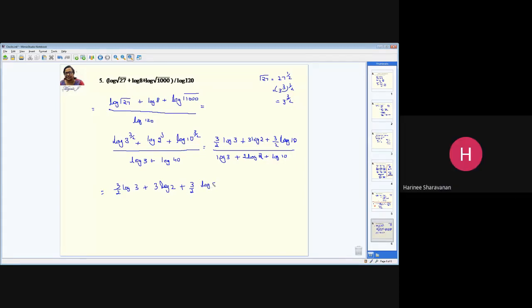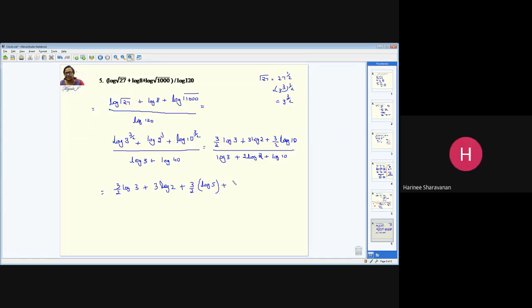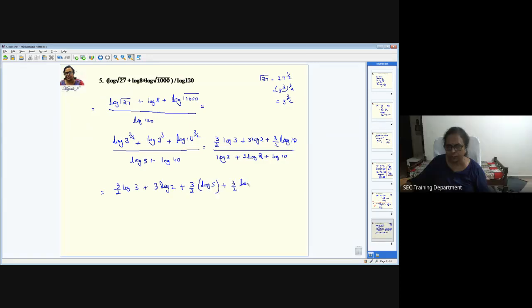Log 2 into log 5. Good. Log 2, log... and then the 3 by 2 is common. Log 5, log 2, I'll write it. Okay, fine. Whole divided by, this also now I can split it as 5 and 2. So log 3 plus, I can combine this. This is like the 2 log 2. And this is going to be log 2 plus log 5.